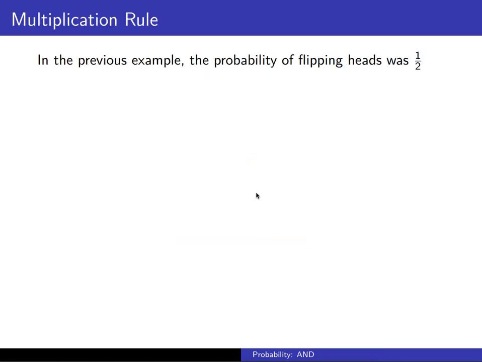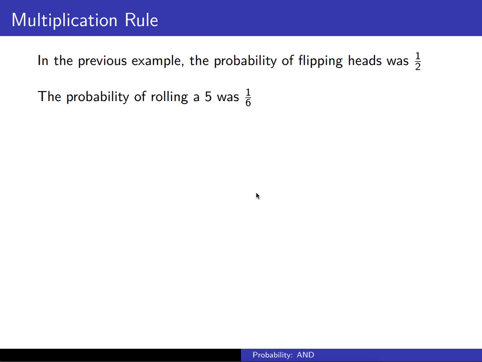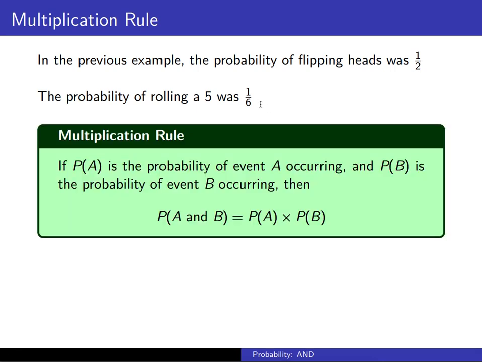And in the previous example, the probability of flipping heads was 1/2. The probability of rolling a 5 was 1/6. And we said that the probability of flipping heads and then rolling a 5 was 1/12. Well, we can get 1/12 by taking the 1/2 probability and multiplying it by the 1/6 probability.